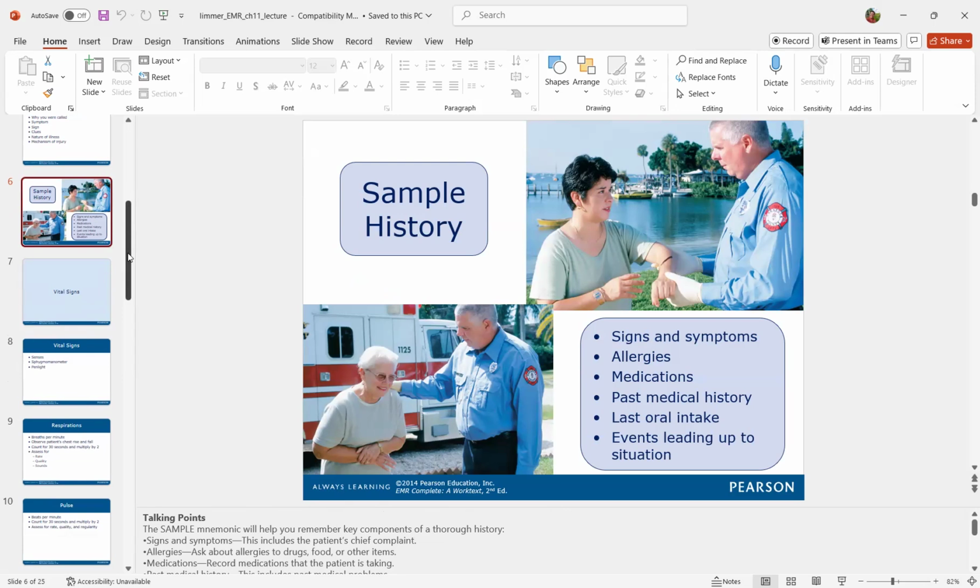trauma is a lot easier, right? Because you can see it and fix it. Leg is broken, we can splint that. Medical is just like asking a ton of questions, trying to figure out what's wrong with them. So we use these mnemonics. So SAMPLE being the first one.